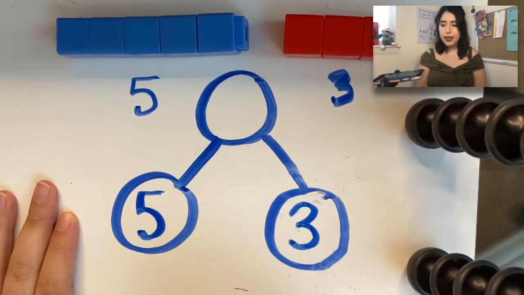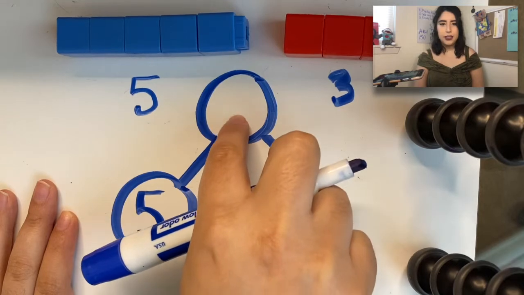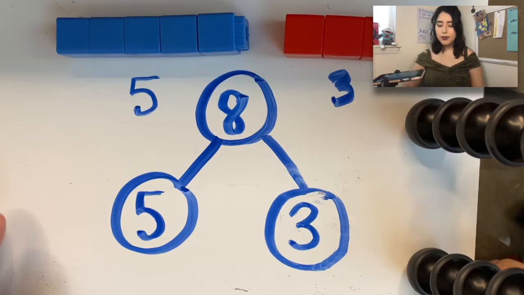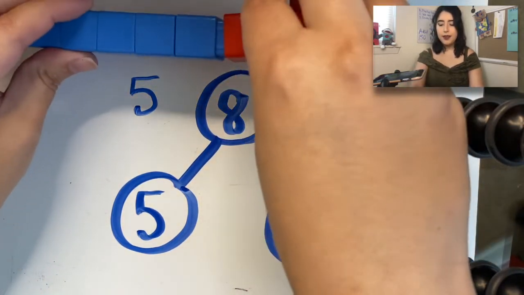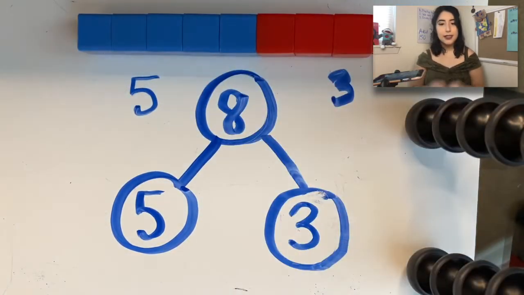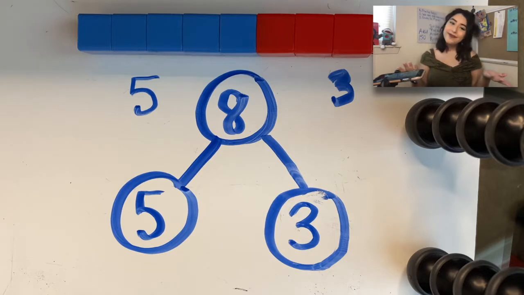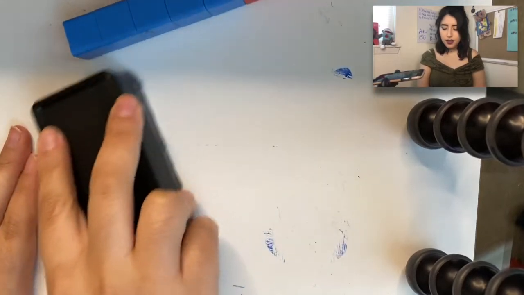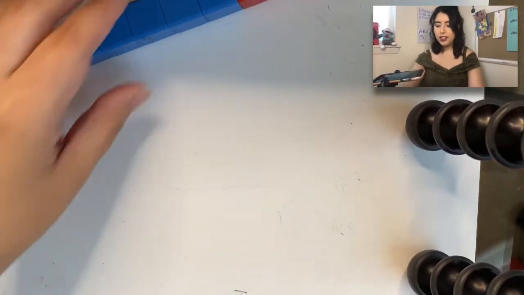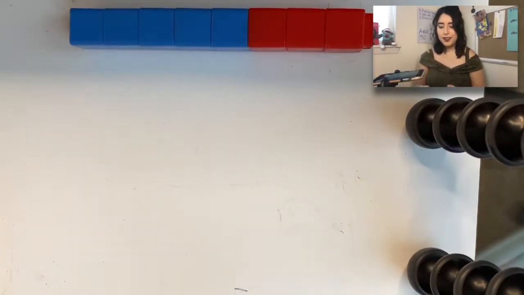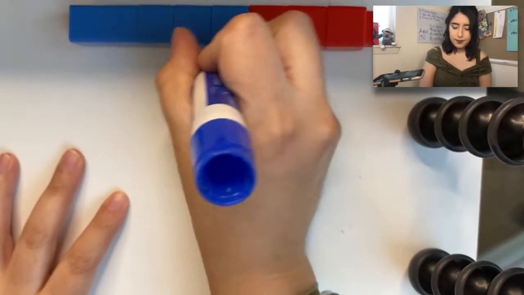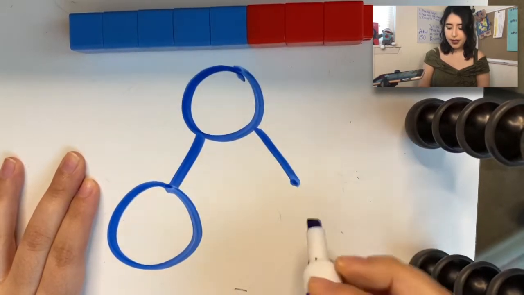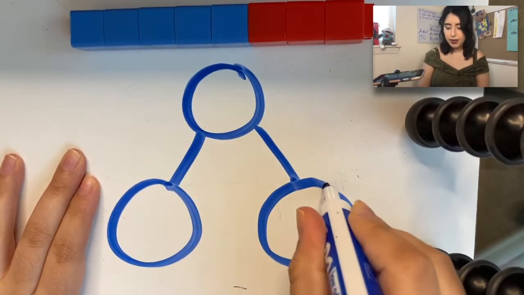5 and 3. And what would our whole be in this situation? 8, because when you put 5 and 3 together, it makes 8. I should have kept my number bond. Miss Laya, do not erase your number bond. Okay, Miss Laya, I will not erase my number bond.